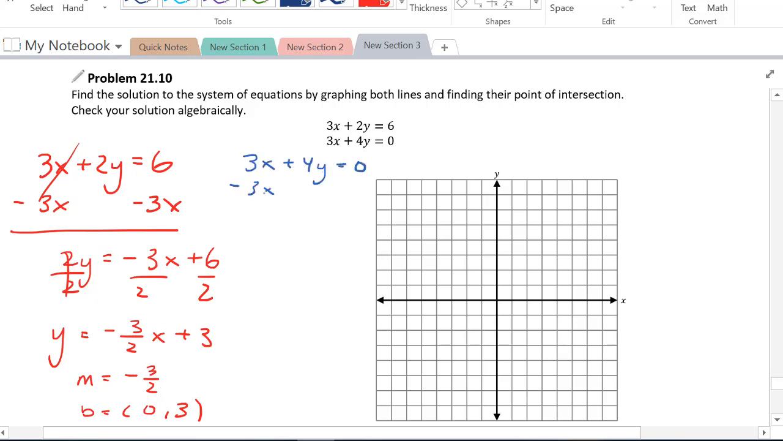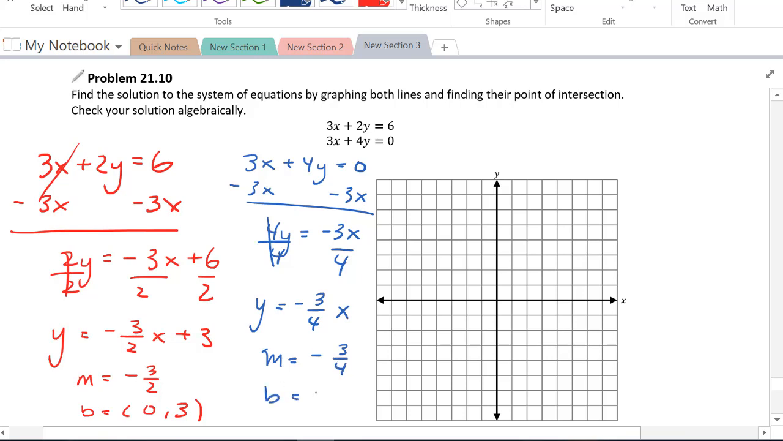Next line, I'm going to take my second line, 3x plus 4y equals 0. Minus 3x, minus 3x. So we get 4y equals negative 3x, divide both sides by 4. So we get y equals negative 3 over 4 x. So my slope here is negative 3 over 4. My y-intercept, there is none, so it's going to be 0, 0.